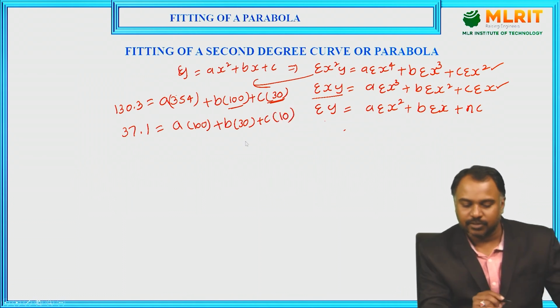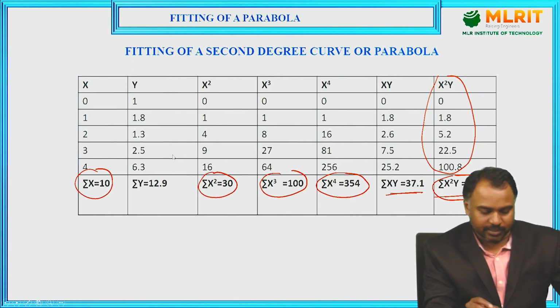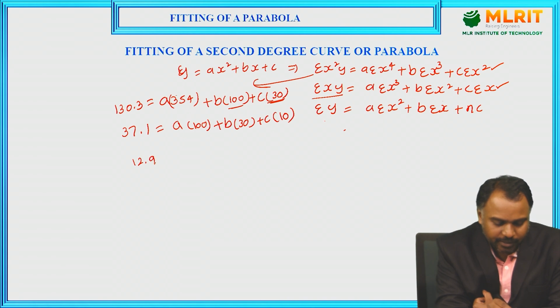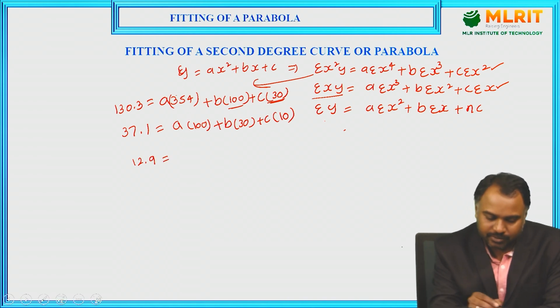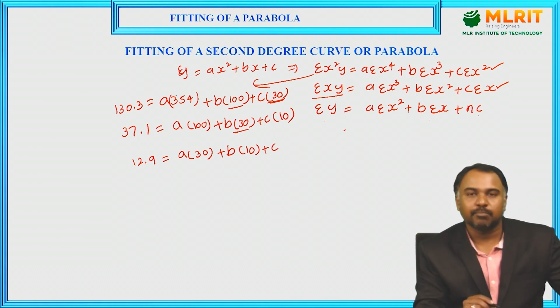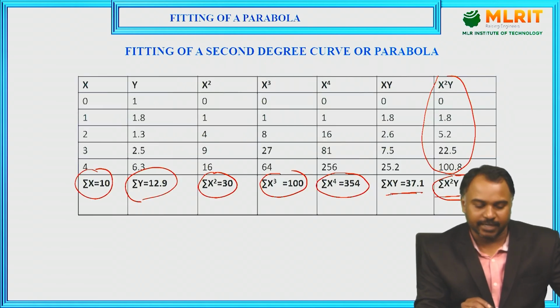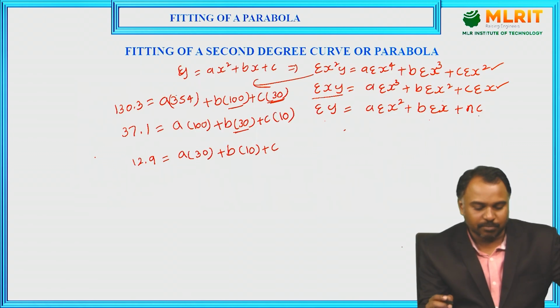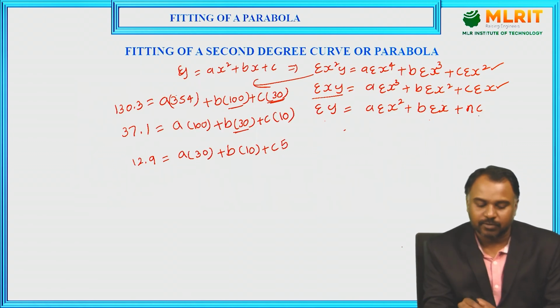Third equation is summation y. Summation y is 12.9. So 12.9 is equal to a summation x square, where summation x square, as we know, is 30, plus b summation x, where summation x is 10, plus nc. Here n is nothing but the number of observations in the given data. So count the observations: 1, 2, 3, 4, 5. So the number of observations is 5, therefore the n value is 5.